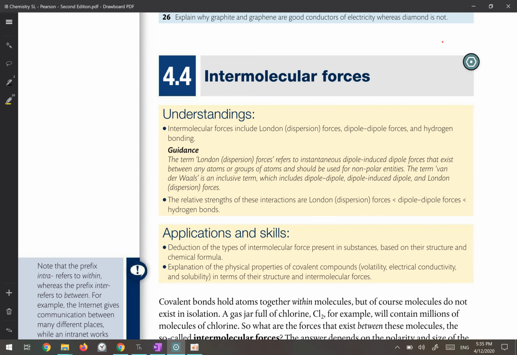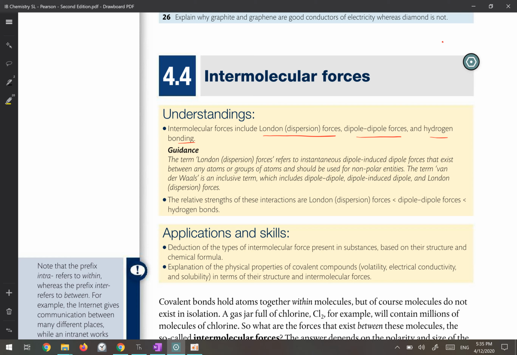In this video, we are going to study section 4 for intermolecular forces. At the end of this section, you will be familiar with these terms: London dispersion forces, dipole-dipole forces, and hydrogen bonding. These are the key terms for this section.